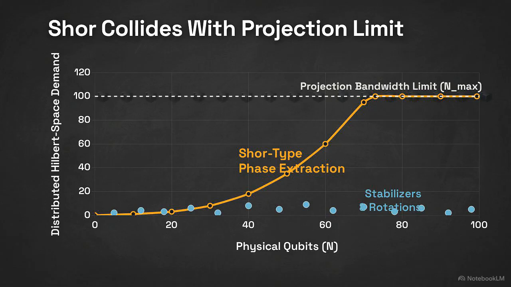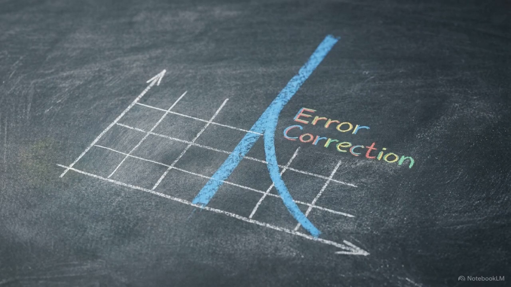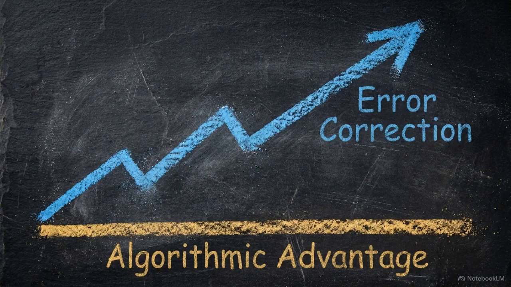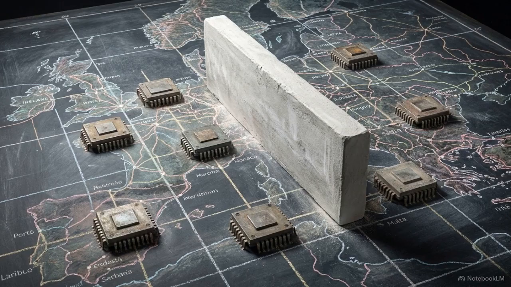But on the extreme high-demand end of the matrix, we plot protocols requiring sustained, globally structured state-space relations, like Shor-type phase extraction. As these scale, they collide directly with the theoretical projection bandwidth limit. A structured signature of Nmax would appear as a mismatch, where increasing error correction improves local noise, but fails to restore global algorithmic advantage. If this deviation persists across diverse platforms and specifically tracks with distributed state space demand, it points to a physical boundary in the map.